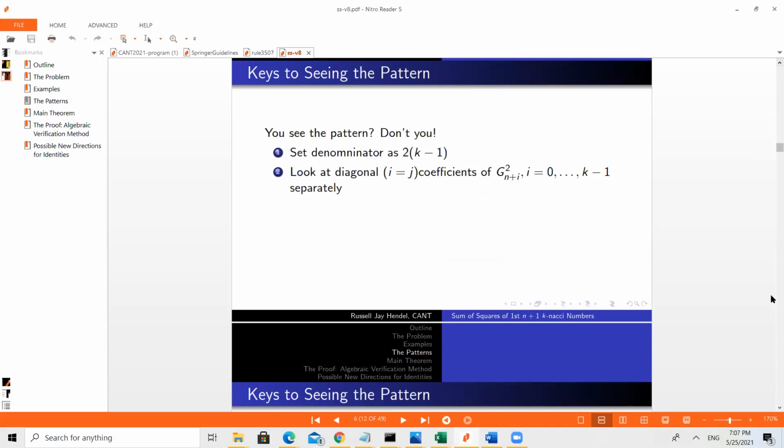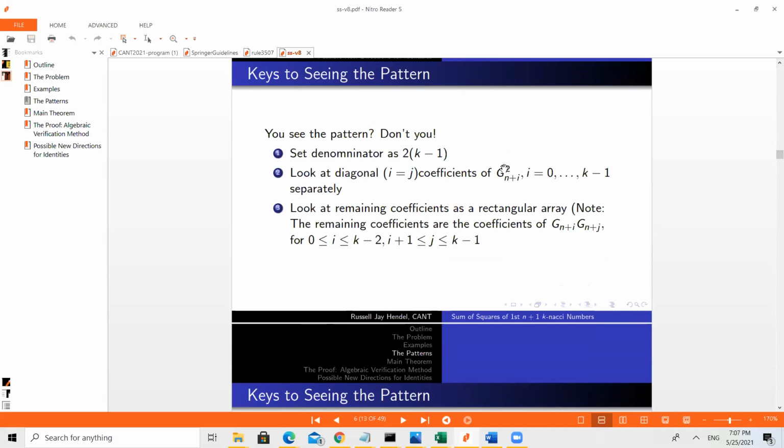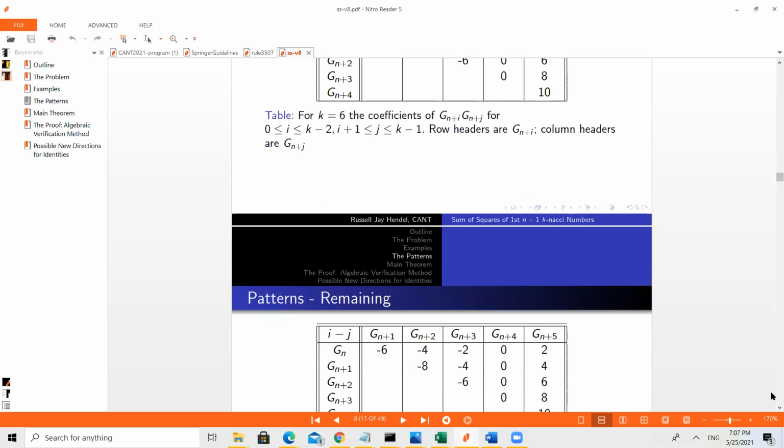here is the key. I'm sorry, my screen jumps around, but the denominator is going to be 2(k − 1): 2, 4, 6, 8, 10. I'm going to look at the diagonal elements. This is g_{n+i} g_{n+j}, where j equals i separately. I'll make a little table and you'll see the pattern. Then I'll look at the remaining coefficients and you'll see the pattern also. So if you break this up into 2 parts, you can see the pattern. Now, let me show them to you.